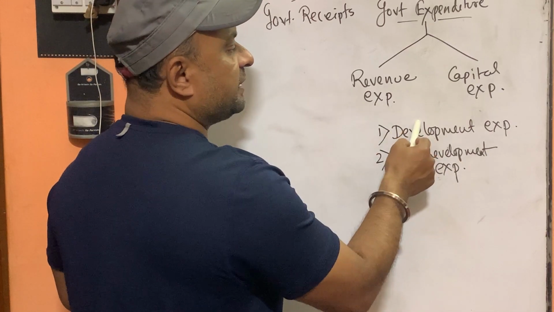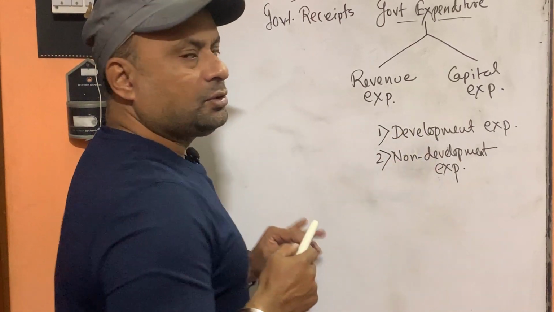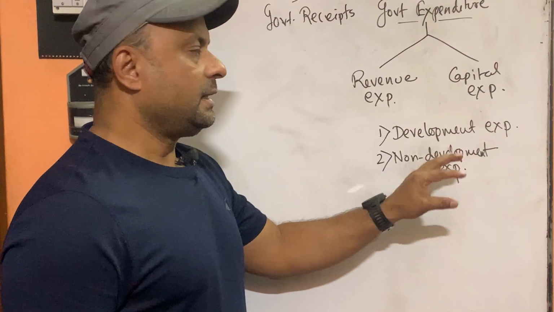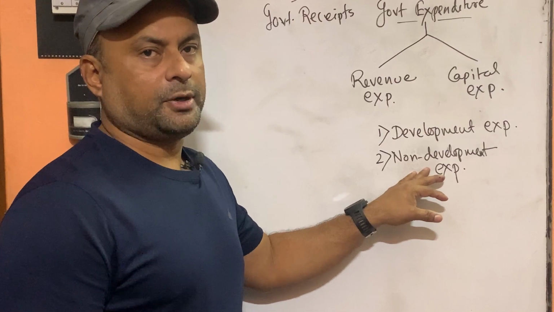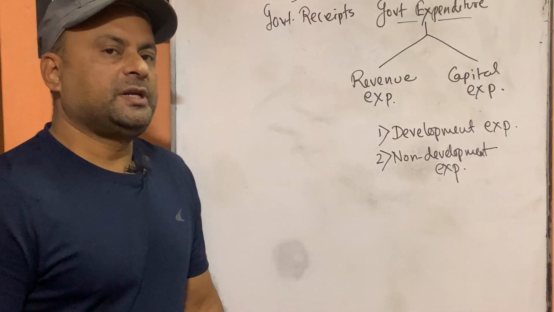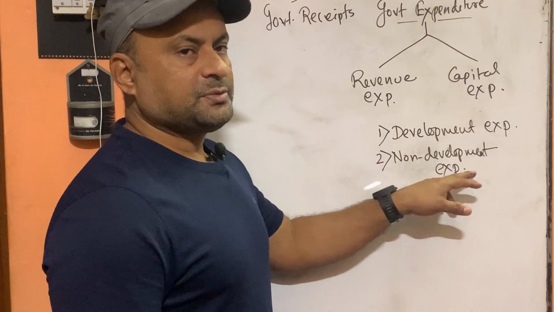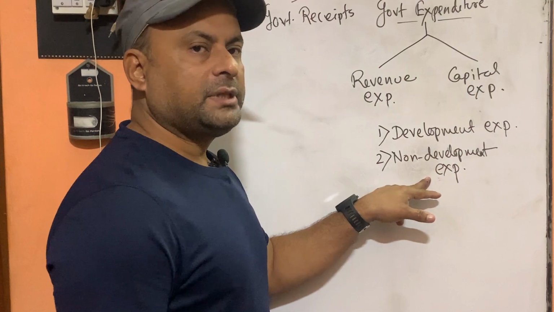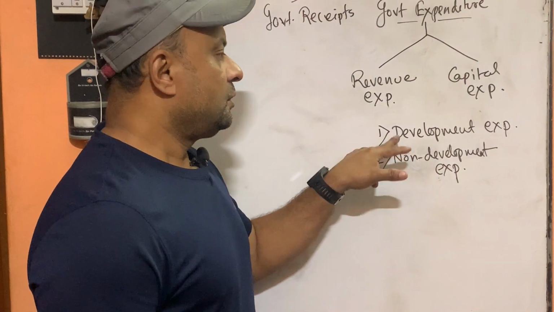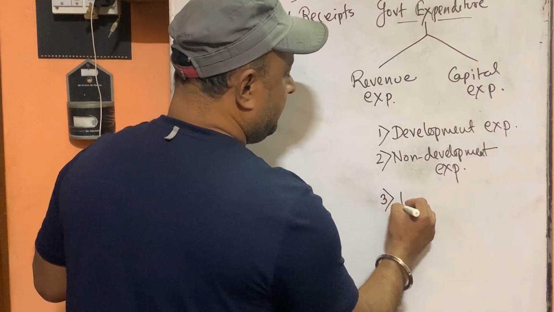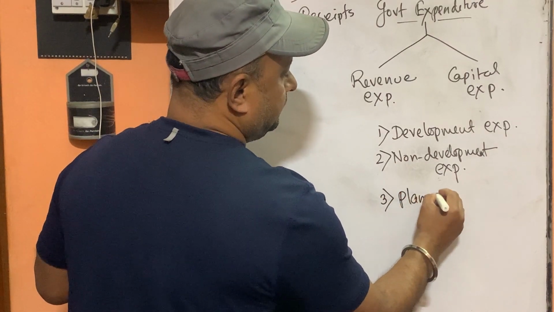Non-development is just the reverse of this one. Non-development, those expenditures which government makes, but they are not directly related with the socio-economic development of the country. Suppose for example expenditure on defense, expenditure on police administration, subsidy, these all are non-development. It is not directly related with the development projects of the country. So development, non-development. Third one is planned expenditure.